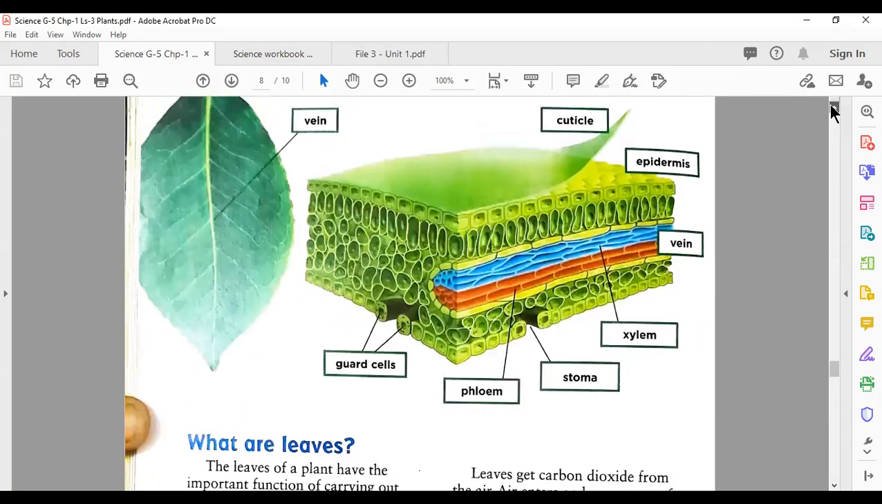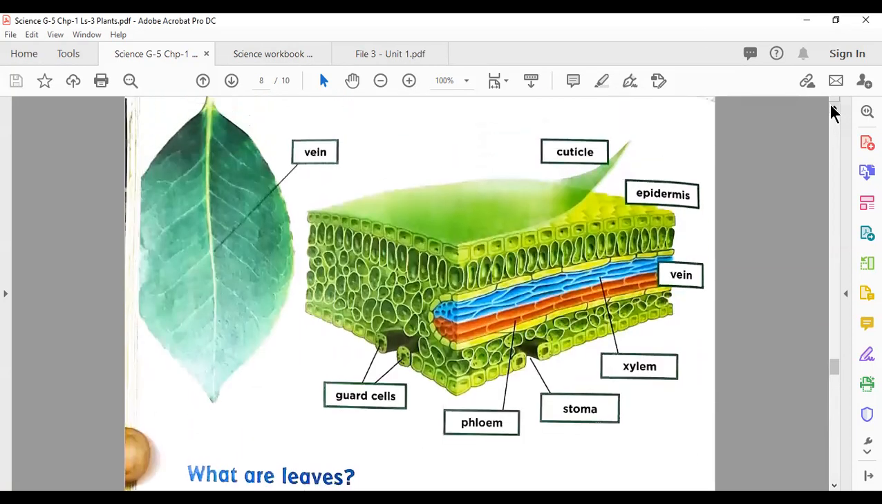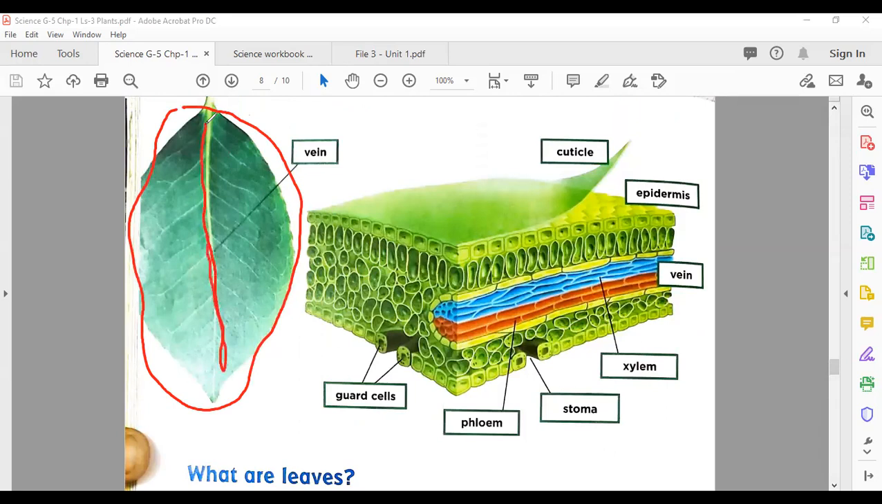Here you can see a leaf, a simple structure of the leaf of different plants, on trees. This is the central part of the leaf, a little bit yellowish or white in color. What do we name this part? We name this part the vein. What do we call this? Vein.